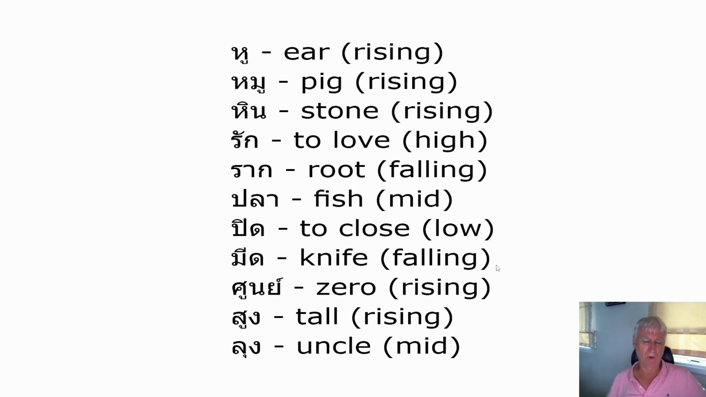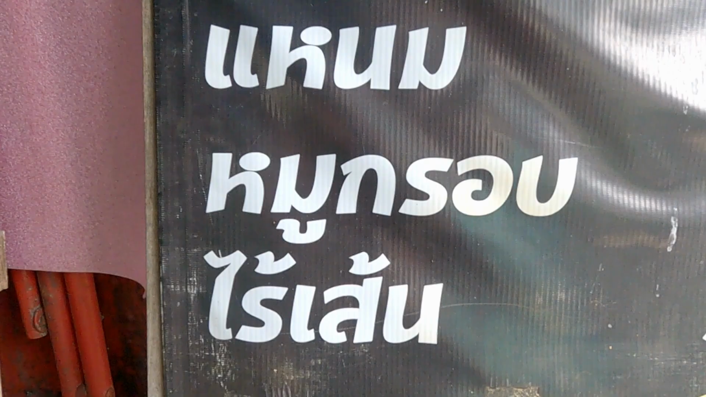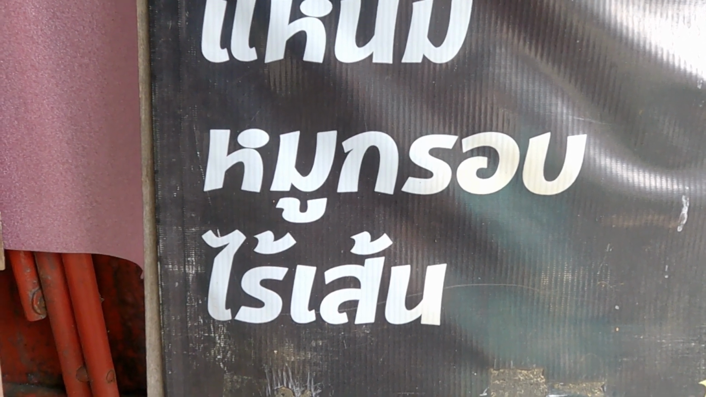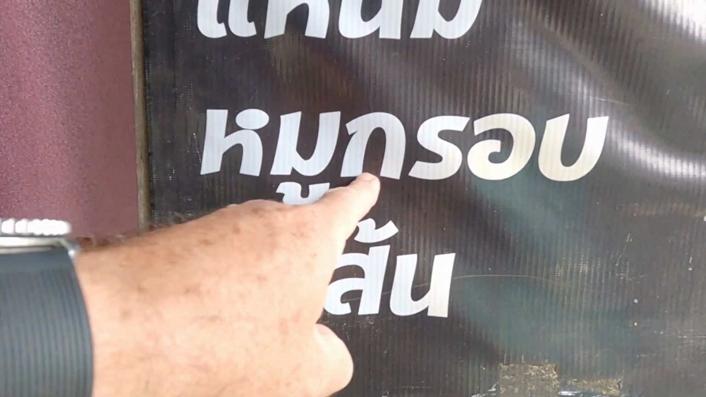And the final example is lung, which means uncle. So again, we have the ngongu final consonant, which makes an NG sound. You can continue voicing it, so it's a live syllable. We've got the short O vowel, and the initial consonant is lo ling, which is low class. So because it's low class and a live syllable, it just makes a mid-tone. Lung.